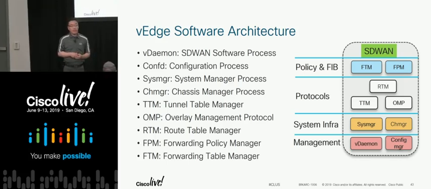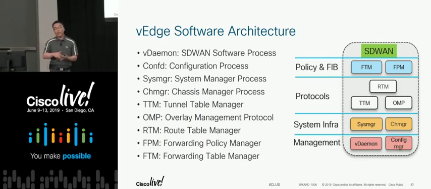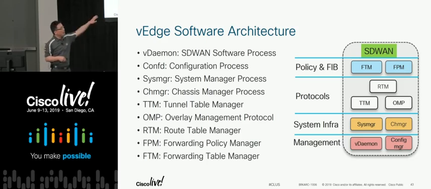The OMP, Overlay Management Protocol, is used to communicate with vSmart to learn all the overlay routes from the vSmart, and also advertise the local routes up to the controller. RTM, Route Table Manager, think of that as the RIB in IOS, Route Information Base. And you have the TTM, Tunnel Table Manager, responsible for building up the tunnels.